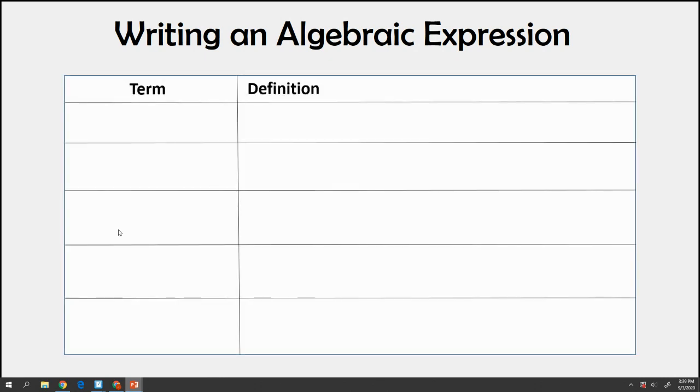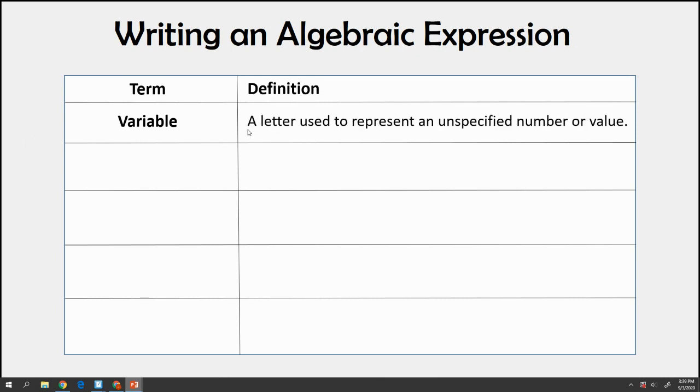All right, first of all, we're going to start with some terminology, some definitions, if you will, to make sure that what you hear me saying, you understand the definition and the ideas behind it. First thing is a variable, and I think you all know this. It's a letter that we use to represent an unspecified number or value. So it's essentially a letter that's representing a number that we don't know yet.